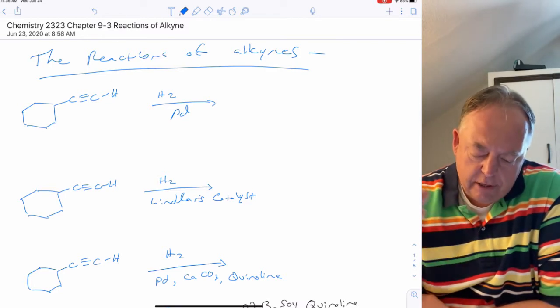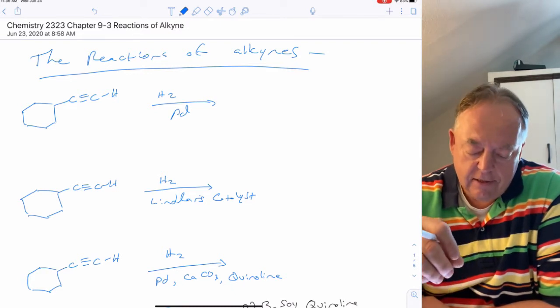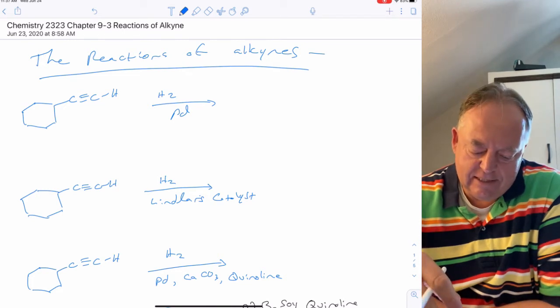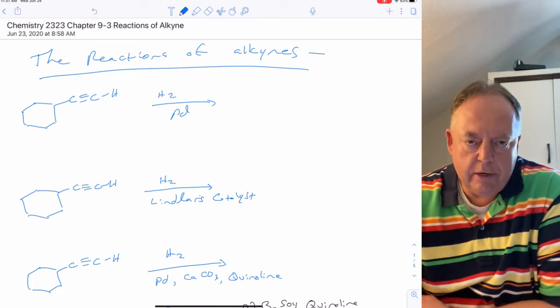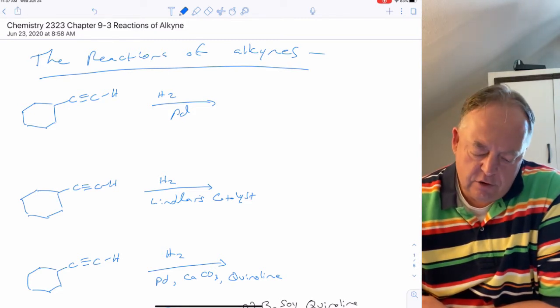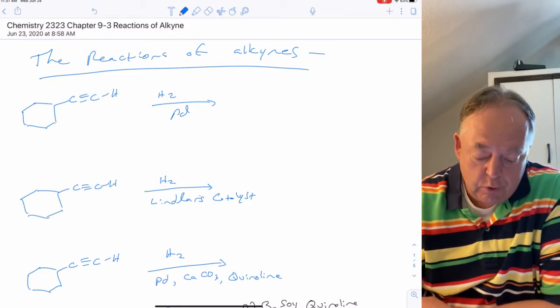And these reactions are pretty easy if you know the reactions of alkenes really well, alkenes from chapter 8. So if you know those reactions really well, this is easy because alkynes react similar to alkenes. It's just that you have two pi bonds, so you typically just do the same reaction twice that you would do to an alkene.